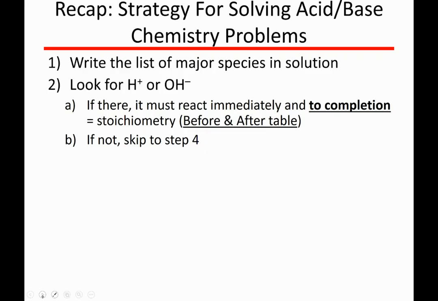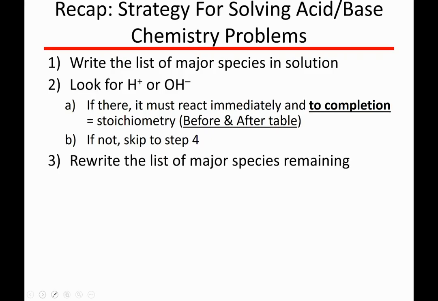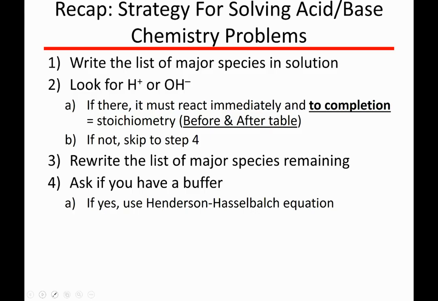All right, so let's say that you had H plus or hydroxide, you reacted it immediately to completion using a before and after table. Then what you're going to do is rewrite the list of major species that are remaining. Because every time you make a before and after table, whatever your limiting reactant is goes to 0, so that has to be removed from the list of major species. It's also possible that you generate a new species when you do this chemical reaction, and so you have to take that into account as well. So rewrite the list of major species to see where you go next after the H plus or hydroxide reacts. And then you're going to ask yourself if you have a buffer. If you do, then you can use the Henderson-Hasselbalch equation to find the pH.